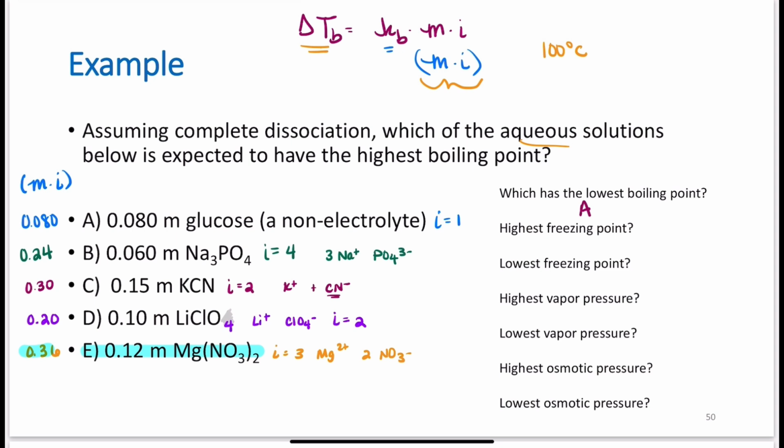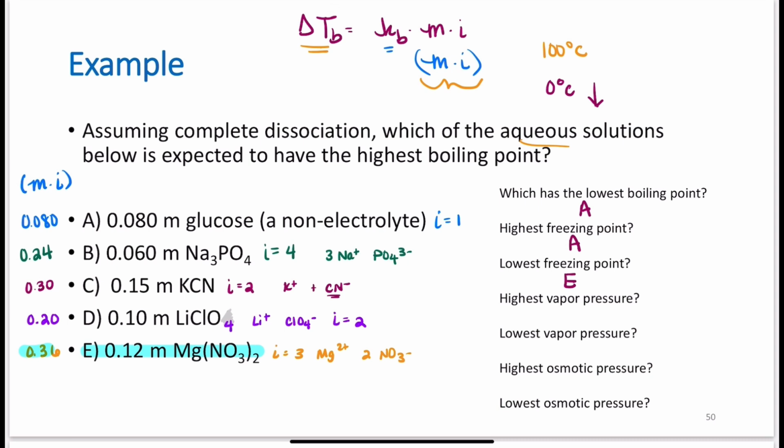Freezing point. It is called freezing point depression. So if water freezes at 0 degrees C, the bigger it is, the more it's going to lower that number. The smaller it is, the less it's going to lower that number. So the highest freezing point is the one closest to the real value. It lowers it the least, and that is A. The lowest freezing point is the one that's going to lower it the most, the greatest deviation, and that is E, because of the most particles.